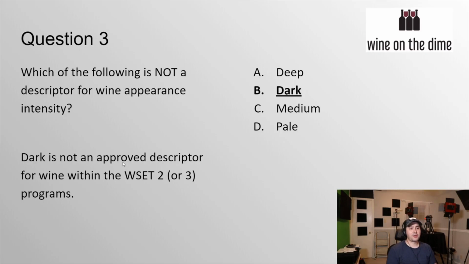The answer to that question is B, dark. Deep, medium, and pale are all descriptors for wine appearance intensity. So like how intense that color is. Dark is not approved. I just threw it in there to kind of trip you up. But that is also the type of thing that you may see on a WSET exam.